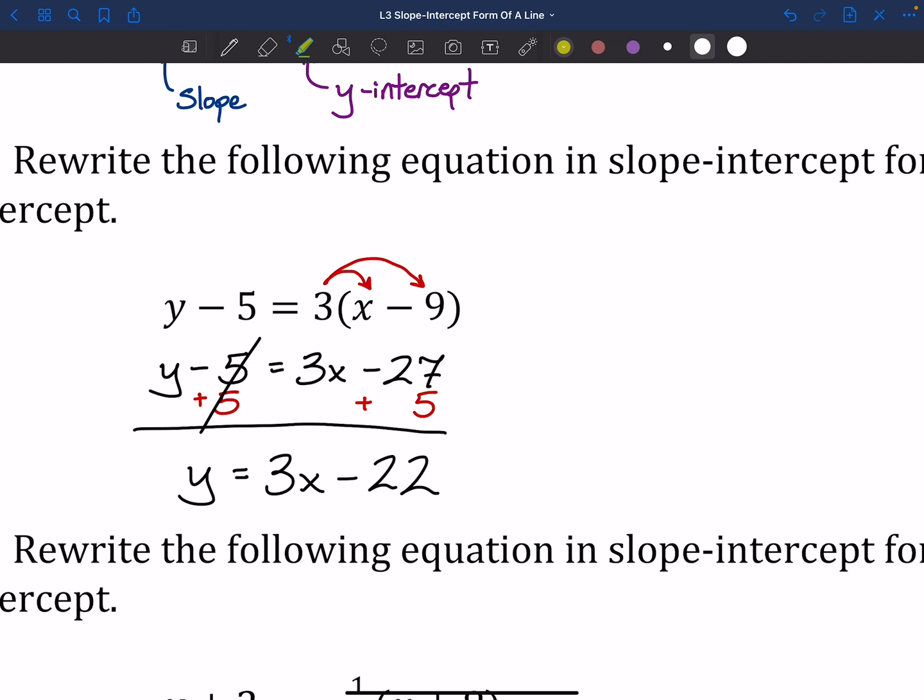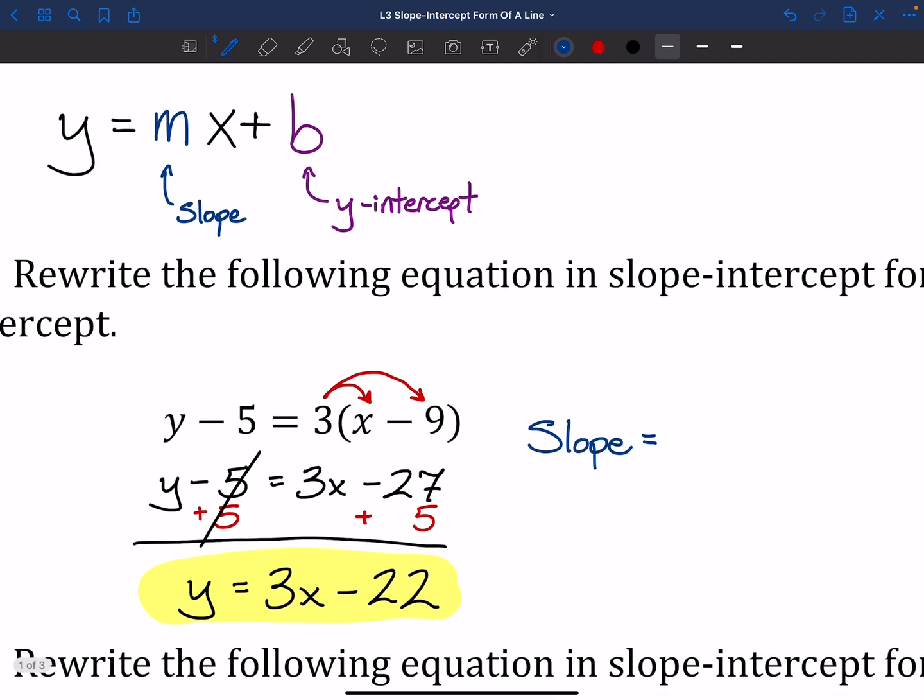All right, so what it wants us to do now is to take this equation that we just finished writing up. It looks pretty nice: y equals 3x minus 22. And it wants us to tell what the slope and the y-intercept are. So the slope, remember that it's y equals mx plus b, and I can actually pop that right back on there.